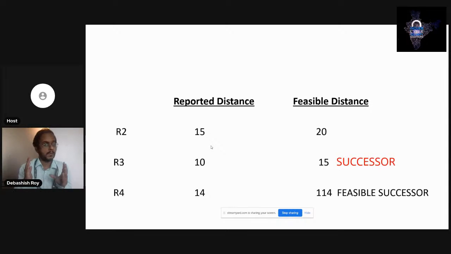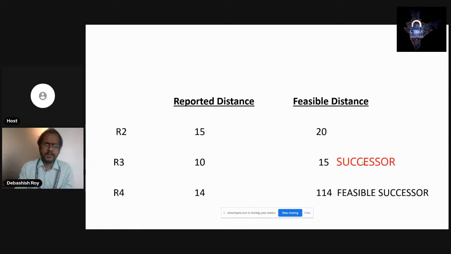Now, let me tell you who will be the successor and feasible successor. The successor will be the best path. According to what? According to reported distance? No. According to the feasible distance. This 15 is the lowest feasible distance. So the path via R3 will be elected as the successor.